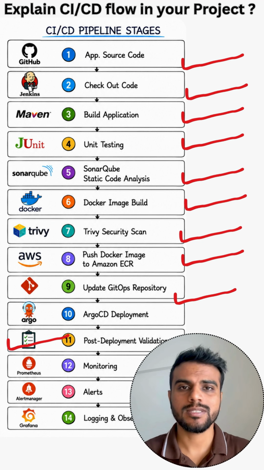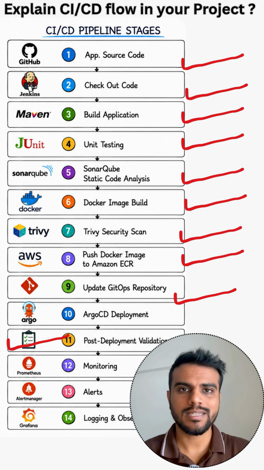DevOps engineers will be doing some sanity tests, which include testing whether the application is running or not, whether there is any latency, whether there is any API failure, right? So this kind of post-sanity test will be taking place.